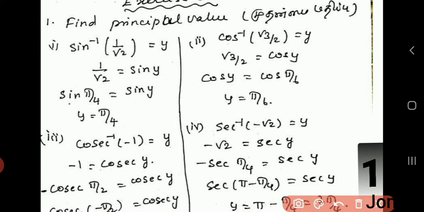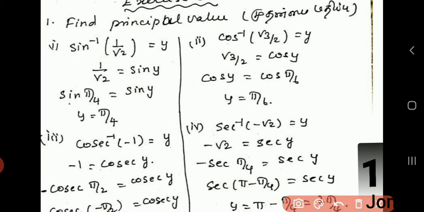Second problem, cos inverse of root 3 by 2 equal to y. Here I want to take this cos inverse to the other side. It will become cos y, that is root 3 by 2 equal to cos y. Here I want to take this root 3 by 2 value in the trigonometrical table. So for cos pi by 6 I got root 3 by 2. So we can take the principal value of y equal to pi by 6.